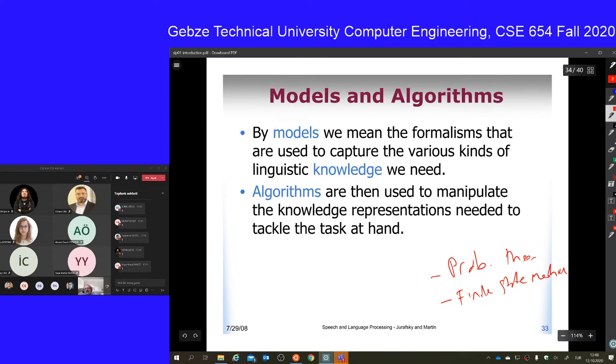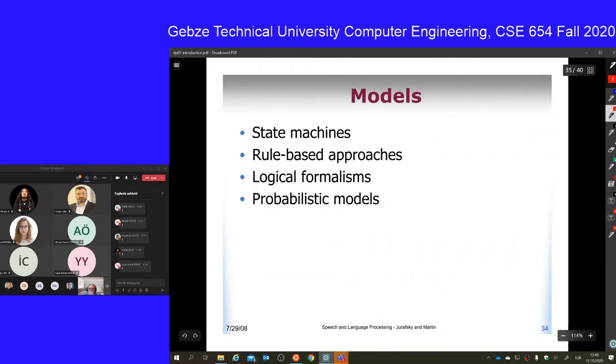Come up with a formal model, then using that model write some algorithms. With the algorithms, we are going to deal with how complicated it is in terms of running times and in terms of memory requirements. For the models, we are going to say how convenient that model is in terms of capturing the knowledge. There are some models: state machines, finite state machines. Rule-based approach models are very simple, if-else rules.